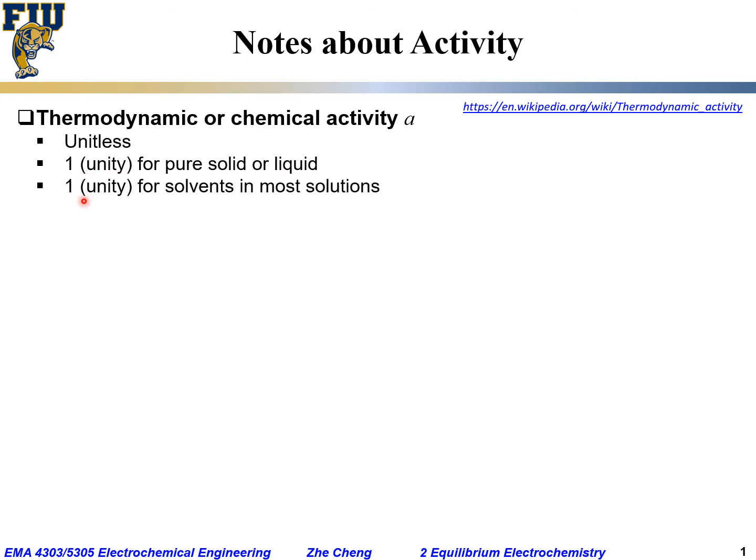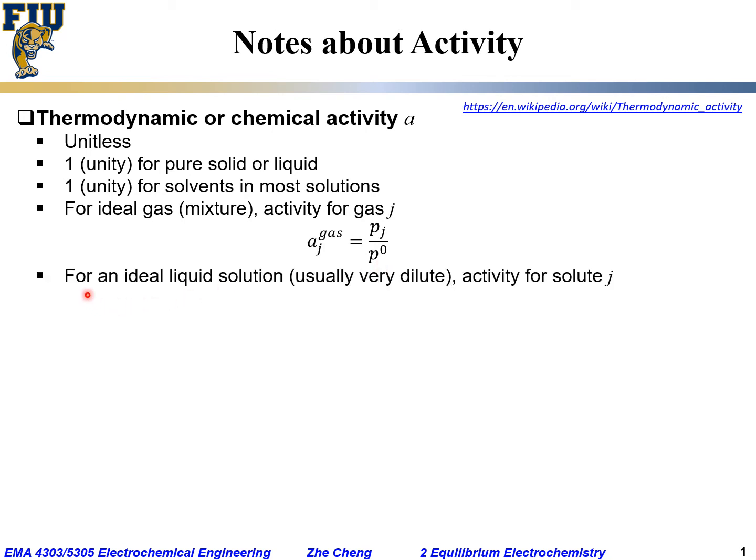It's also assumed to be 1 for solvents in most solutions, because solvents are much more abundant than the solute, and the activity for the solvents is generally assumed to be 1. For an ideal gas mixture, which can be one gas or a gas mixture, the activity for gas species J would be Pj over P0. Pj means the partial pressure for that gas species, while P0 means the standard pressure, which can be 1 atmosphere or 1 bar.